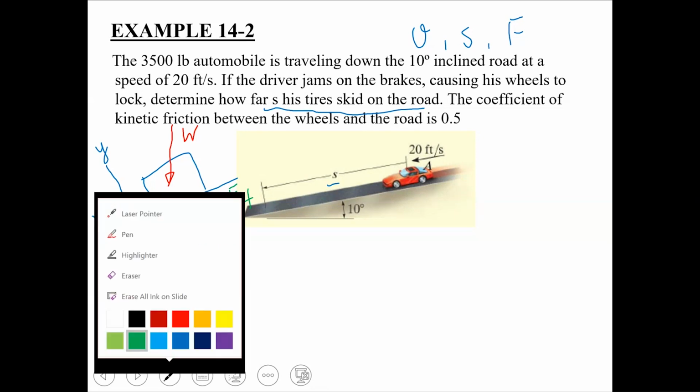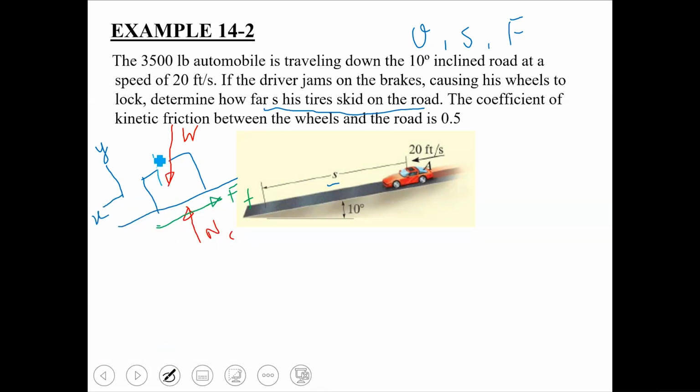So all these forces are involved here. As far as the angle of W is concerned, it is going to be 10 degrees with respect to the normal axis. So your free body diagram is complete. Okay, so let us say this is my position 1 at which brakes are applied, and this is my position 2 where the car stops after covering a distance of s on this inclined road. So position 1 is the position where this car is traveling at 20 feet per second and the brakes are being applied. Position 2 is a position where this car stops on this inclined road.